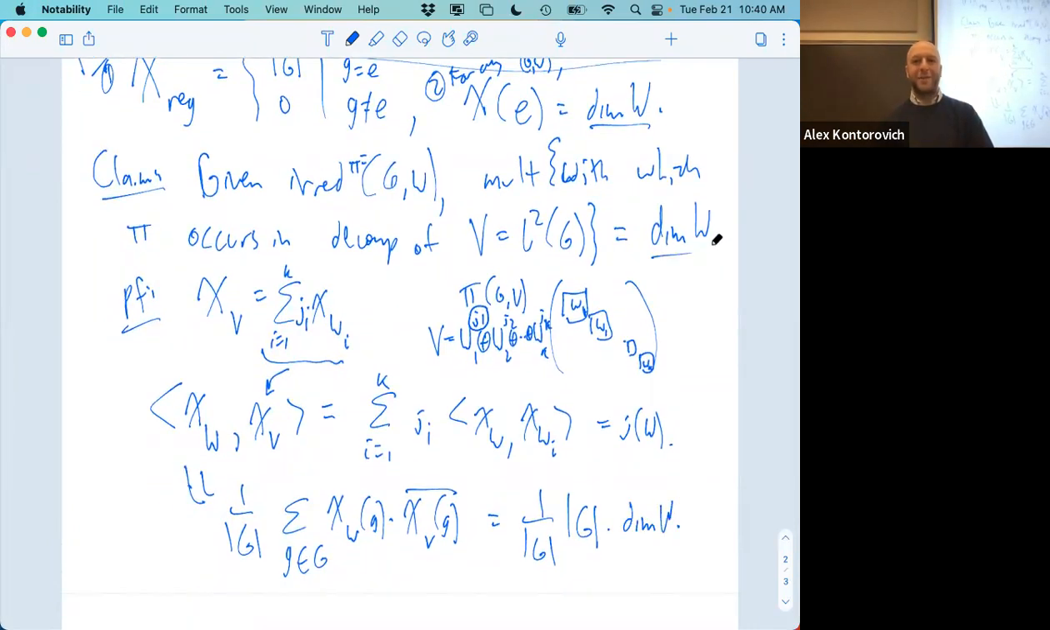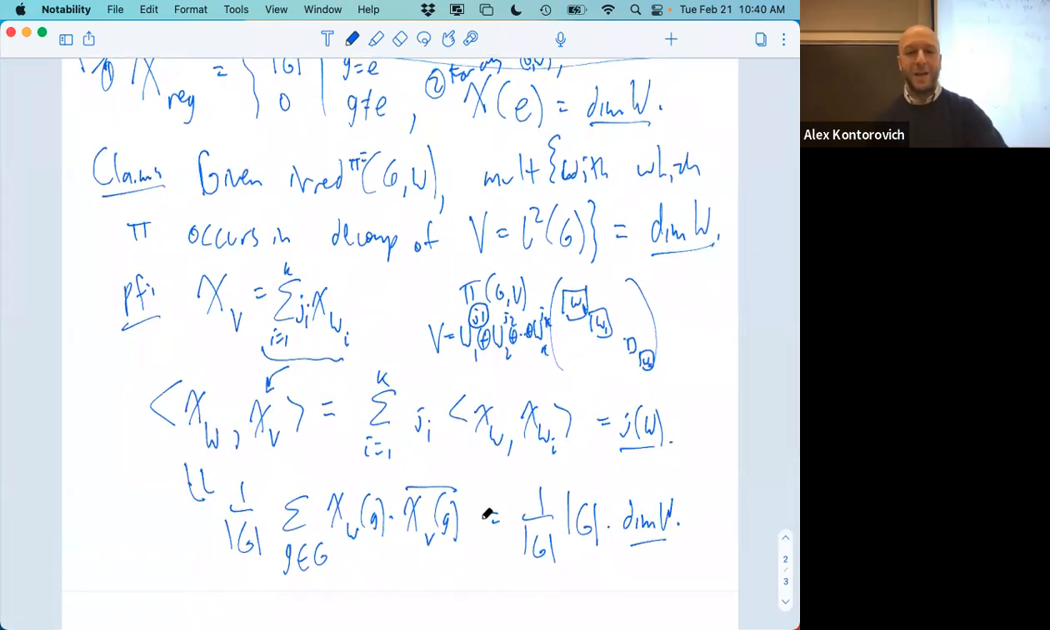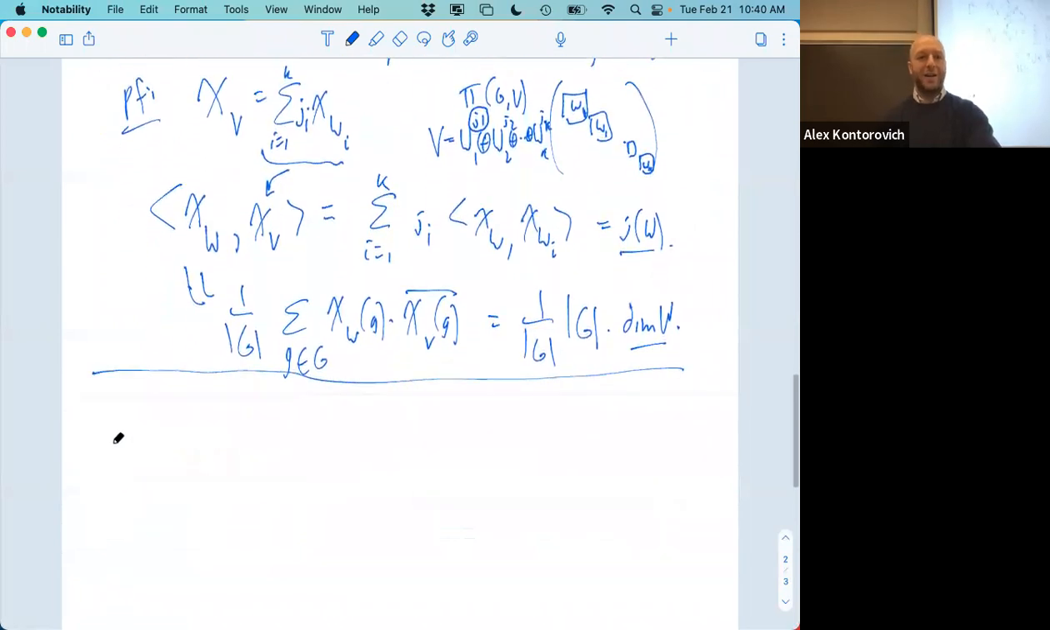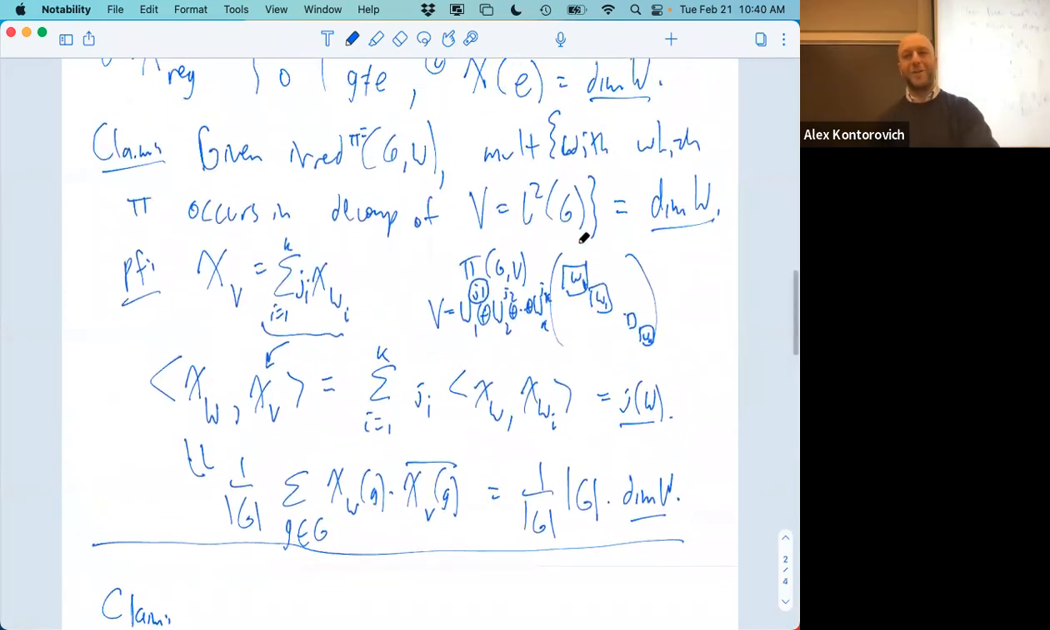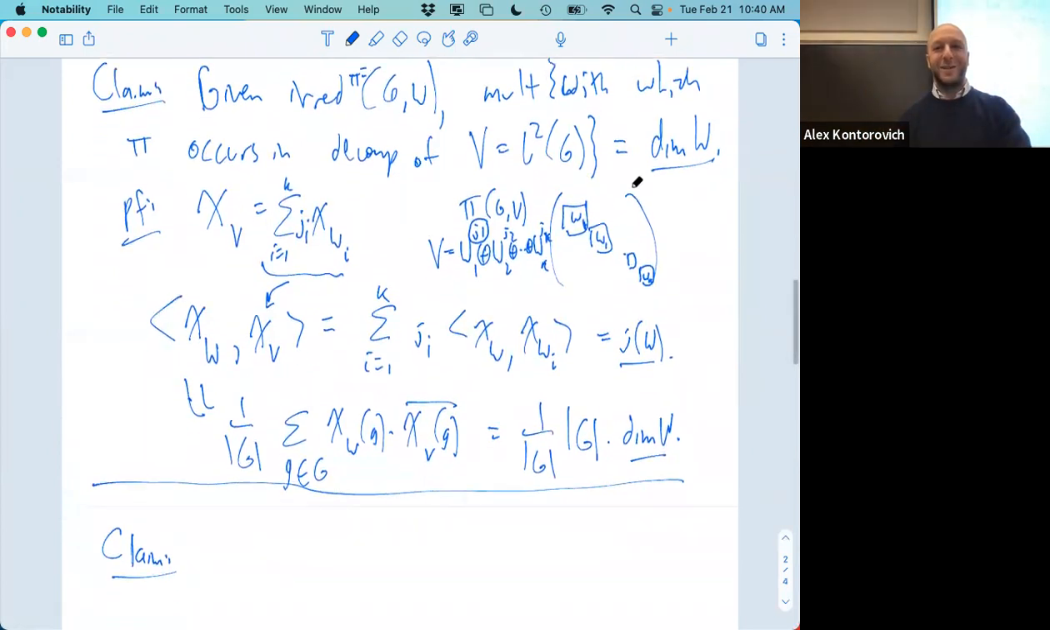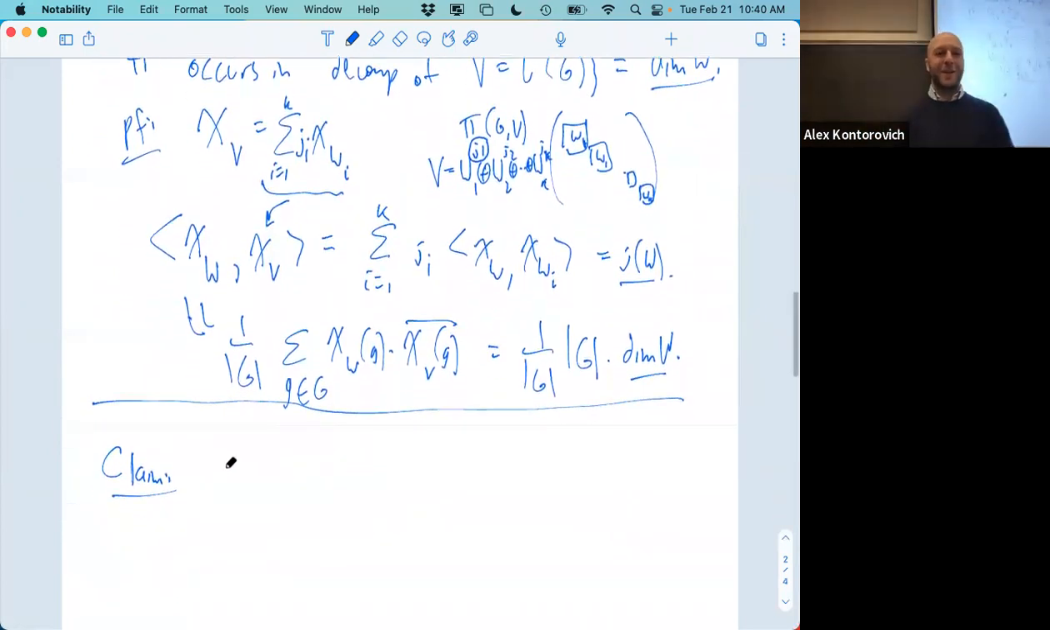Okay, so that's why the dimension is the multiplicity. These two things are equal. Okay, so that was claim 1. Claim 2 is one of my favorite theorems in representation theory, although it's not going to be very useful for us for the kinds of representations we're going to be thinking about, because none of them are finite dimensional. But it's a great little theorem.